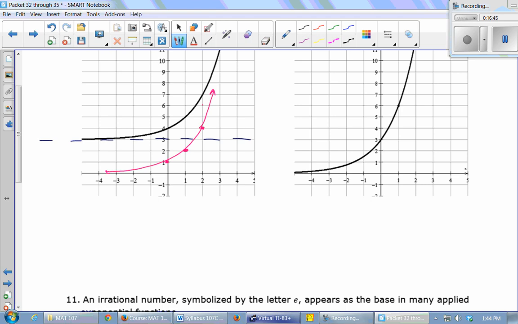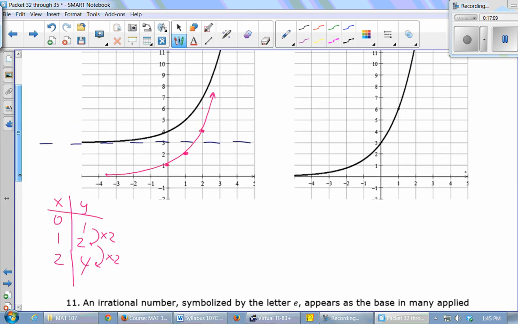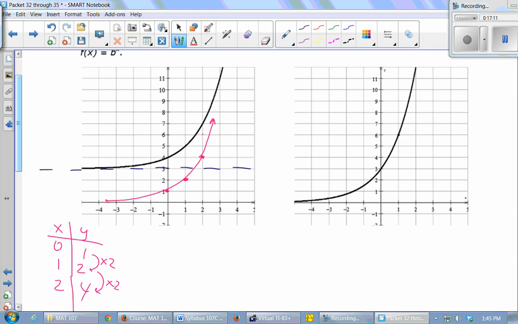All right, so let's look at the pink. x, y. I've got (0, 1). Then I've got (1, 2). And then I have (2, 4). Do we have a constant multiplier? 2. Yeah. Times 2. 1 times 2 is 2. 2 times 2 is 4. So from this table, I would predict that I should have the point (3, 8). So 11 comes down to 8. So yeah, that would be on there.